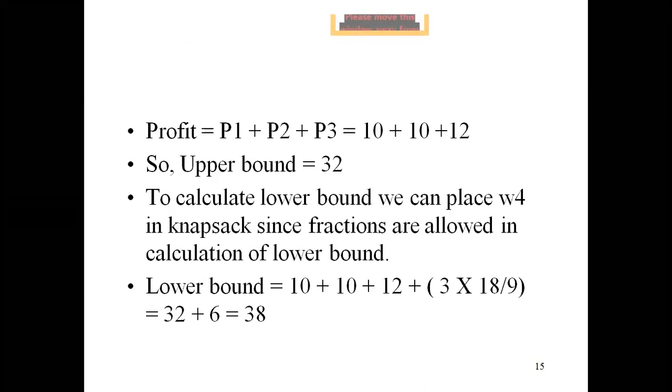So profit is equal to: first item profit is 10, second item profit is 10, third item profit is 12. So P1 plus P2 plus P3 is equal to 32. So upper bound is equal to 32.